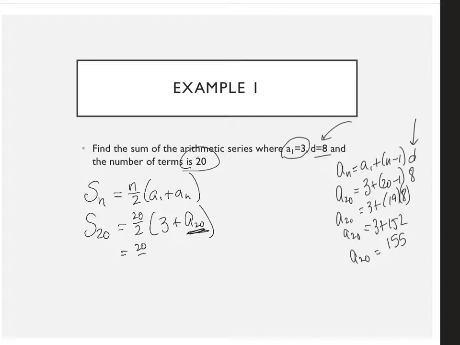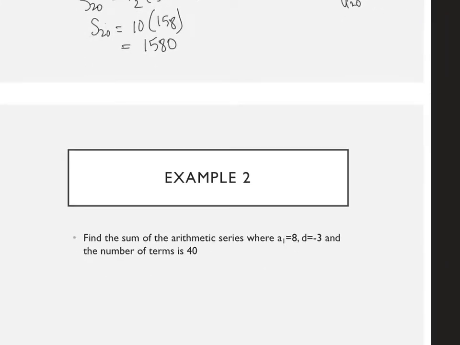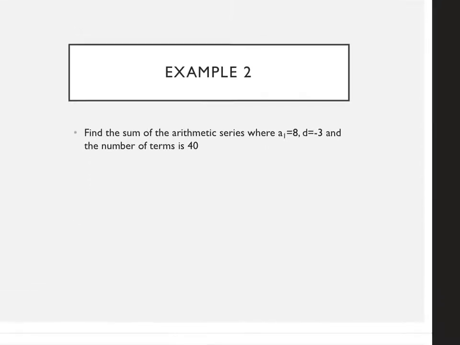Which then means back over here, I now have a number to put in that place. It's 3 plus 155. And again, this is where my handy dandy calculator comes in, but I just wrote something too big. Give me a sec. Here we go. So the sum of the first 20 is going to be 10 times 100. Oh, I don't need a calculator, do I? 158. That's 1,580.